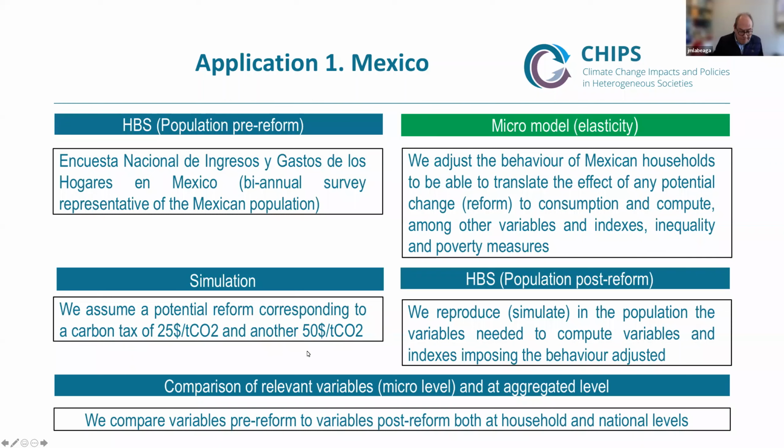We are lucky to have Mexican data, and the previous explanation of the model is here. We have a pre-reform sample of a Mexican survey. We assume a simulation exercise with 2 different carbon taxes. And then we produce elasticities of demand to be transformed into elasticities of poverty and inequality to compare the population pre and post reform.